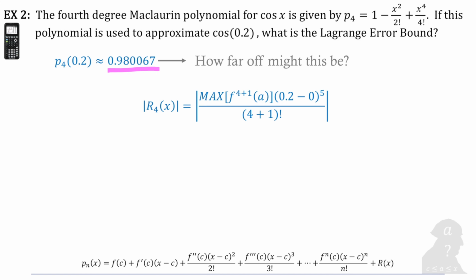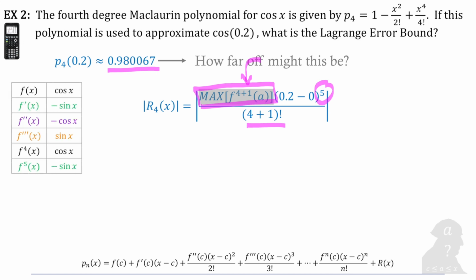Well, if we're in a fourth degree Taylor polynomial, then we're going to live in the 4 plus 1, or the fifth derivative. Our power will be 4 plus 1, and our factorial will be 4 plus 1. So what do we do about that max derivative value?